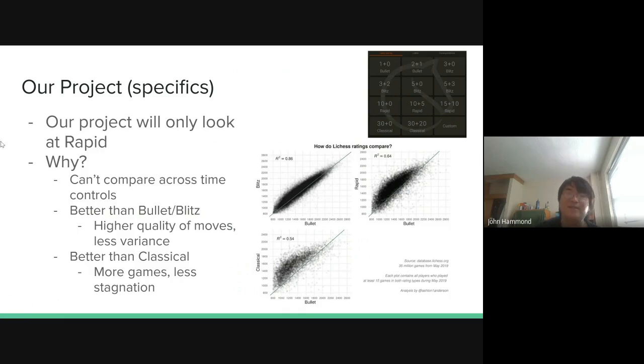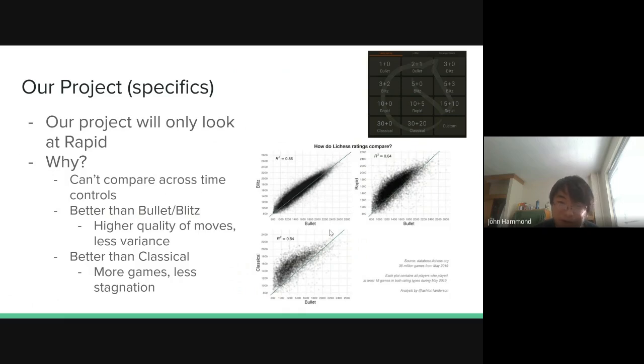It's because different players actually play at different levels in different time controls. Some players prefer to play fast games. Some players are better at slow games. But generally, the ratings are broken up because they generally don't correlate very well with each other.